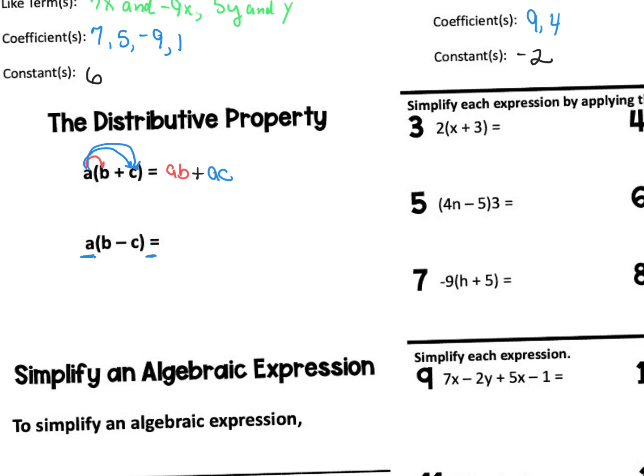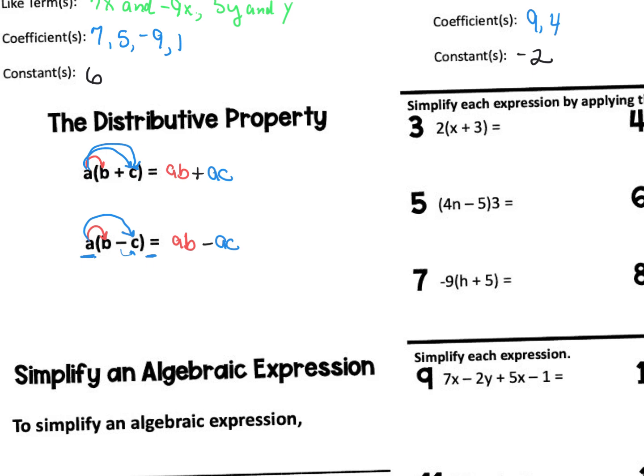So let's try another one. Let's try this next one. A times B is AB. A times negative C, because that subtraction sign means that the C is negative. So A times C is, the subtraction, minus AC. And that is your answer.